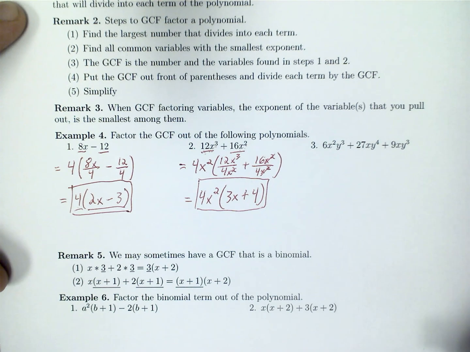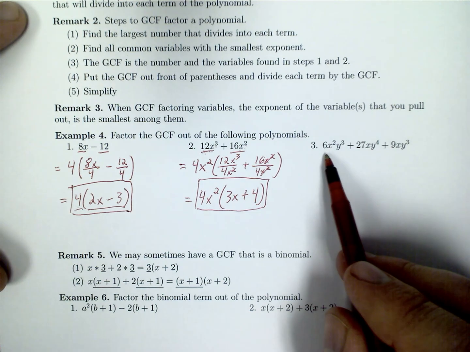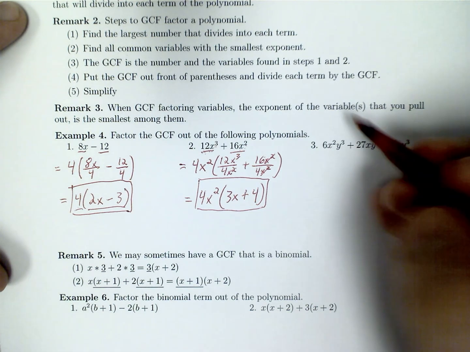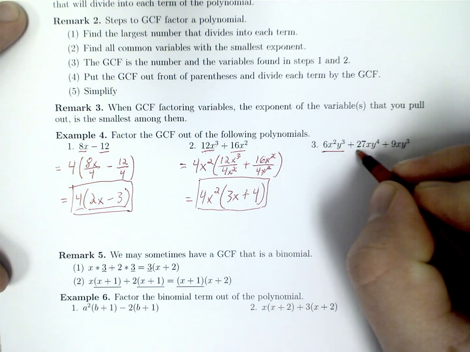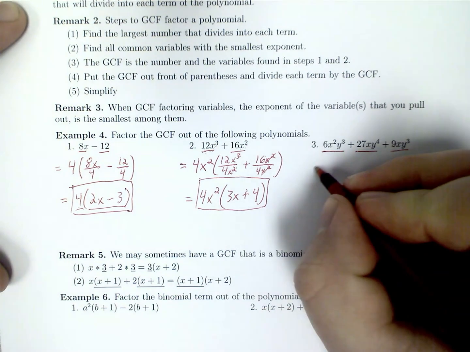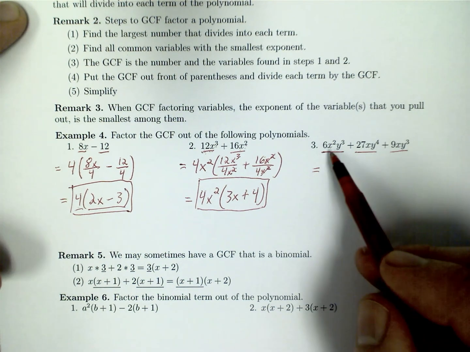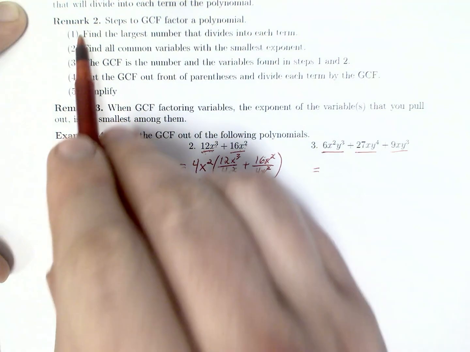So 4 times 1 would just be 4. All right, so what about this next polynomial? Here we have 3 terms. 1, 2, 3. So question, what is the biggest, so we go through the list.